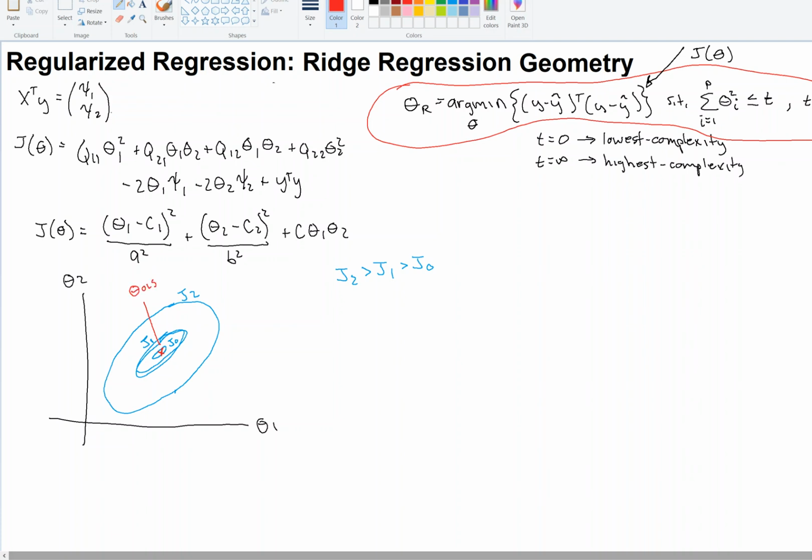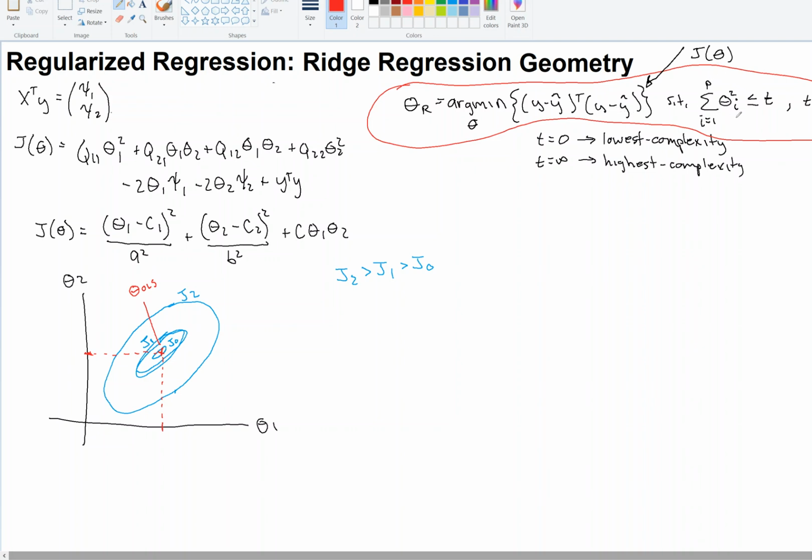That's the combination of thetas that minimizes the sum squared error right there. That's as small of a J as we can get. So that's the part in the curly brackets in the ridge regression formulation.